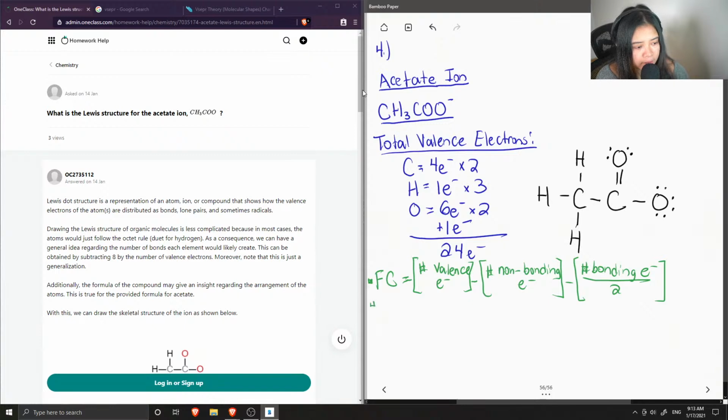Okay, so let's calculate the formal charge of all of our atoms. Let's do hydrogen first. Hydrogen has 1 valence electron. There are no lone pairs on hydrogen, so the number of non-bonding electrons is just 0. And there's only a single bond to the hydrogen, so there are 2 bonding electrons in total, divided by 2. So 1 minus 1 is just 0.